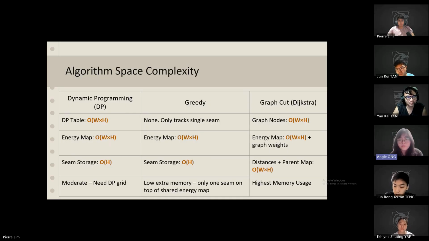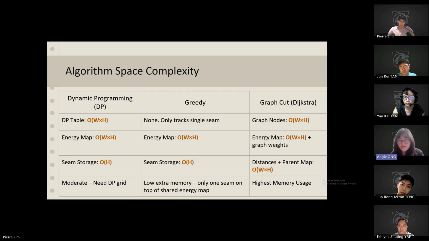And next is the graph cut approach. Using the Dijkstra algorithm, it has the highest memory usage as it needs to represent all graph nodes, which is O(width times height), as well as an energy map, and also the graph's edge weights. Beyond that, the Dijkstra algorithm requires storing distance values and a parent map, both also proportional to the number of pixels. Altogether, it makes the heaviest approach in terms of space demand.